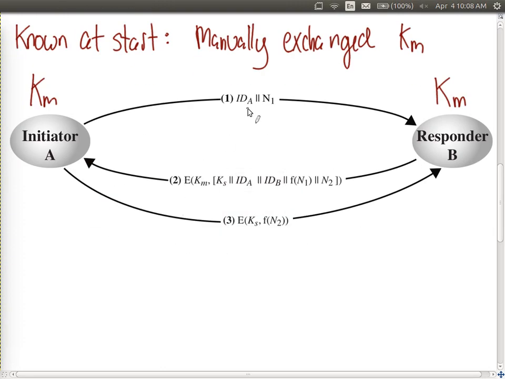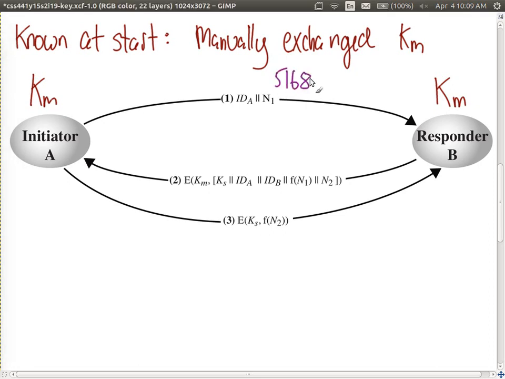So here's our scheme. User A sends its identity and a nonce value to B. Let's say, just for this example, the nonce value is a random number. Maybe the ID was an IP address. So I choose a random number, N1. Let's say N1 was 51683, just for this simple example. ID identified user A.